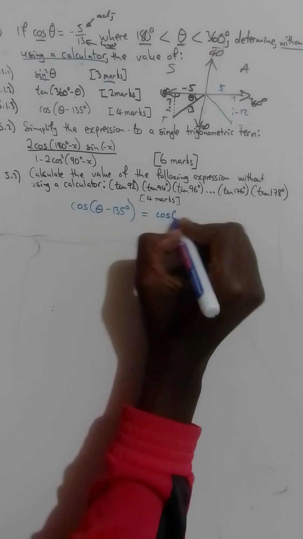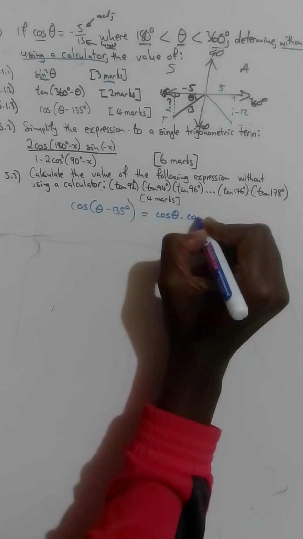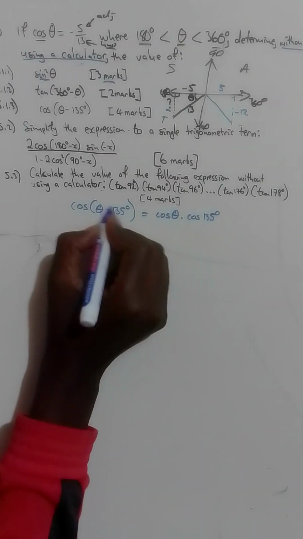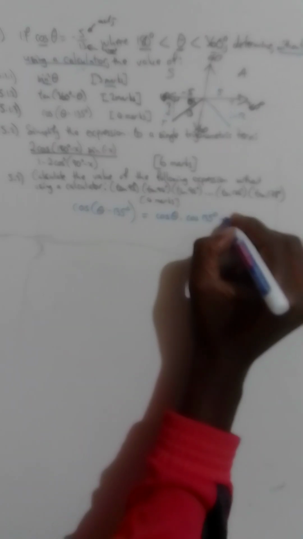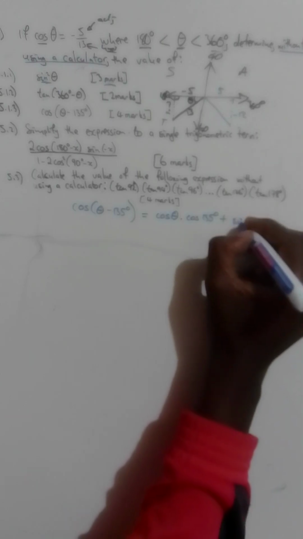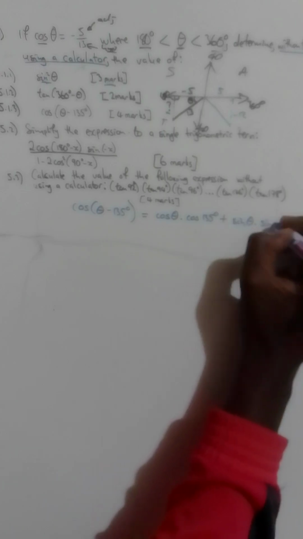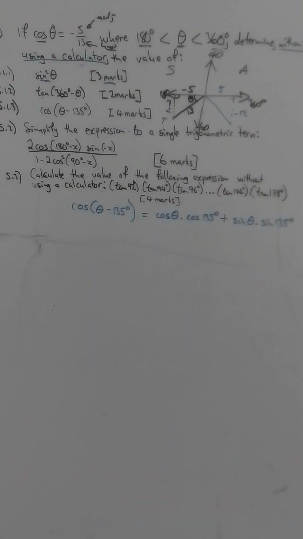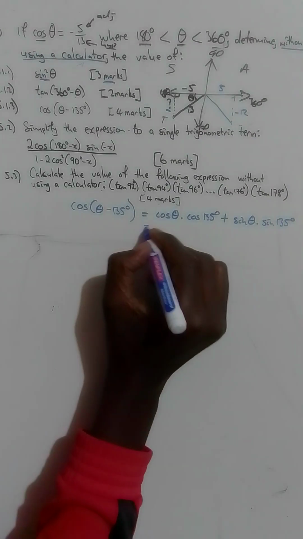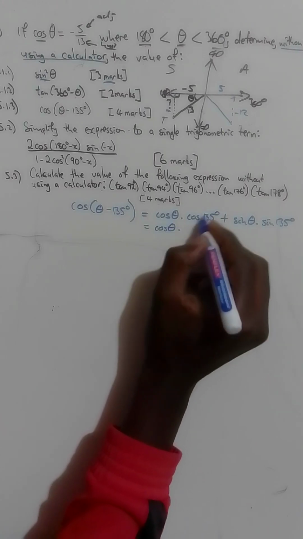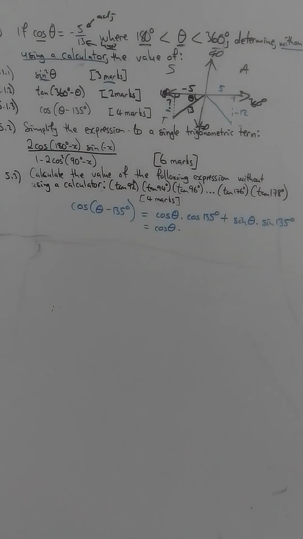Cos theta multiplied by cos 135 degrees. My sign here is saying negative, so it changes to positive. Then I say plus sine theta multiplied by sine 135 degrees. Okay, then what am I going to do next? Now I'm going to repeat writing cos theta. However, as for my cos 135, I want to work with the reference angle.